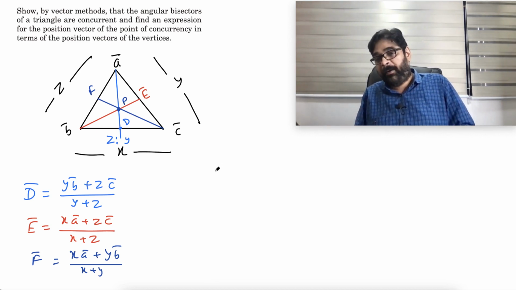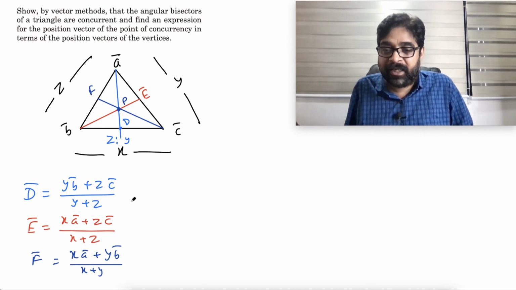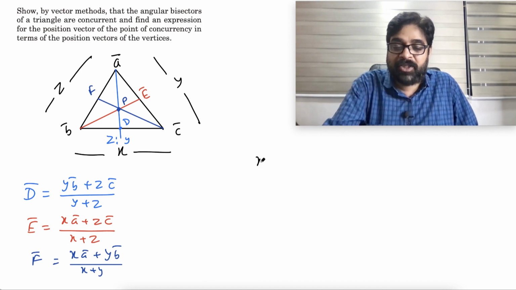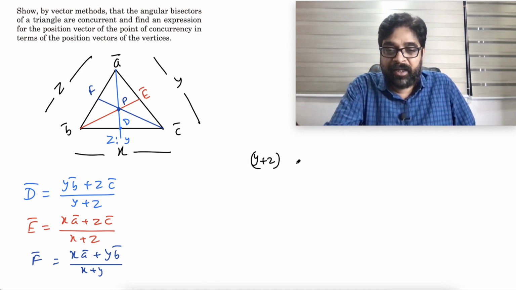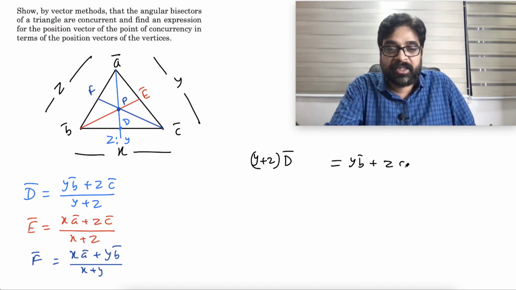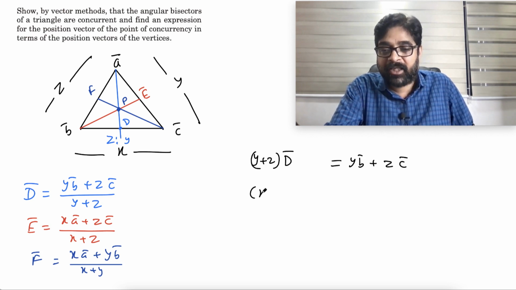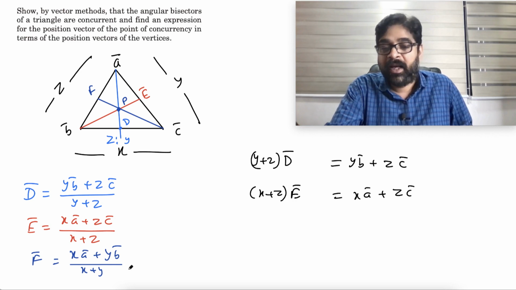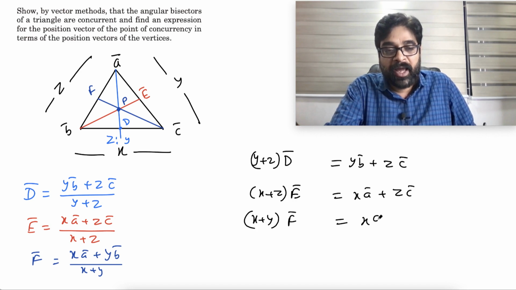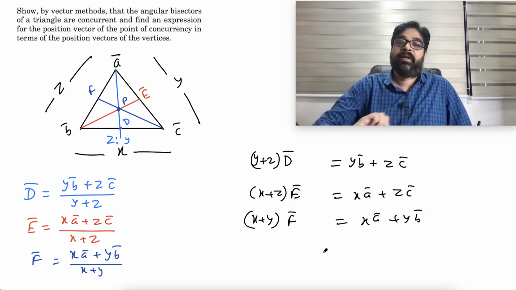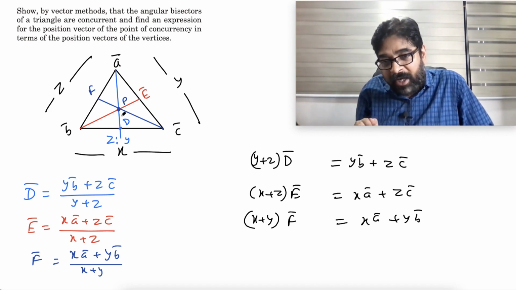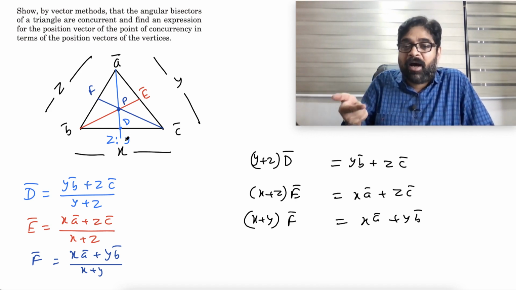So think carefully. For this equation, what can I write? Y plus Z into D vector is equal to YB plus ZC. And here X plus Z into E vector is equal to XA plus ZC. And here X plus Y into F vector is equal to XA plus YB vector. Think carefully. This point will come in term of D and A or not.